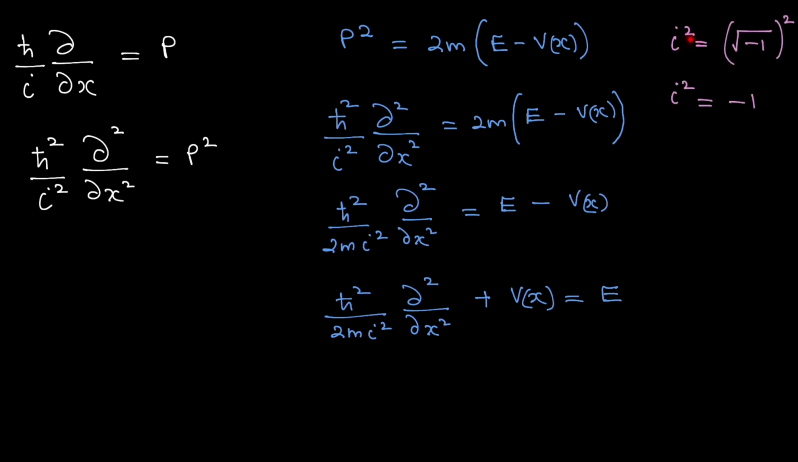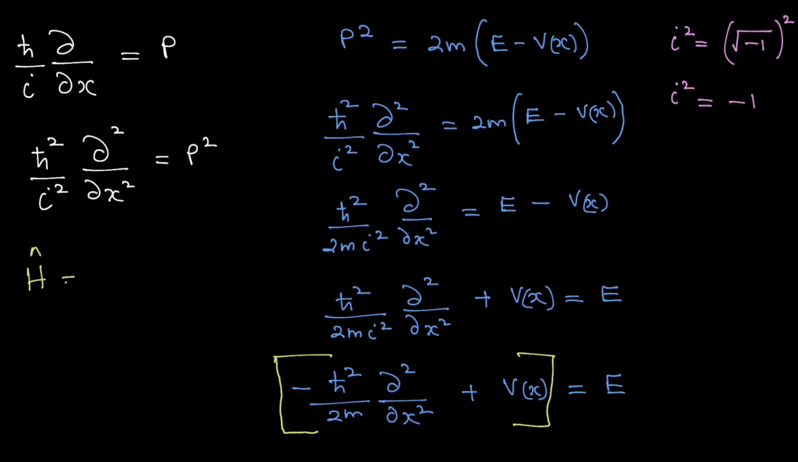But remember, i squared equals root minus 1 all squared, which equals −1. So if I replace i squared with −1, we get −ħ squared over 2m, second-order partial derivative with respect to x, plus V(x) equals E. This is what we call the Hamiltonian operator. H with a hat is the Hamiltonian operator, and that's the total kinetic energy and the total potential energy of the system, and that's the Hamiltonian operator.